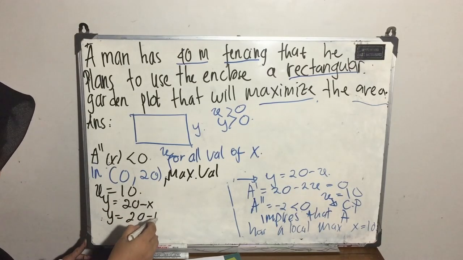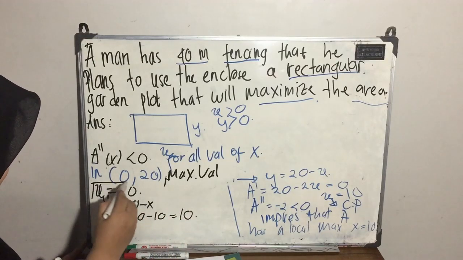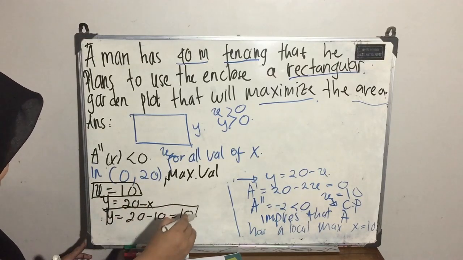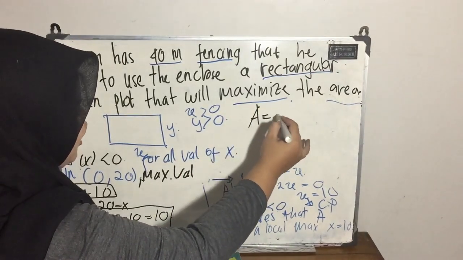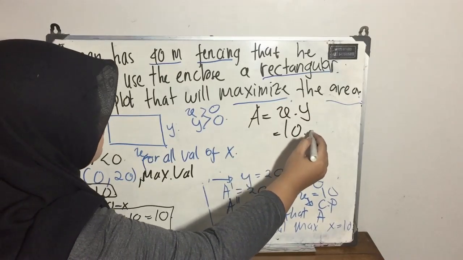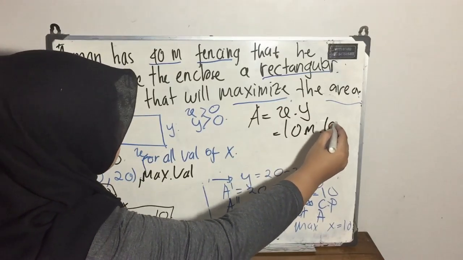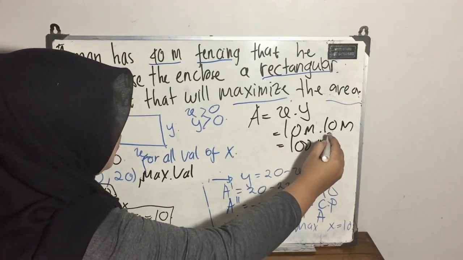So 20 minus 10 is equal to 10. Okay, you get the x and you get the y. So you need to find the A. The area is equal to x times y. X is 10 meters times 10 meters, so it will be 100 meters squared.